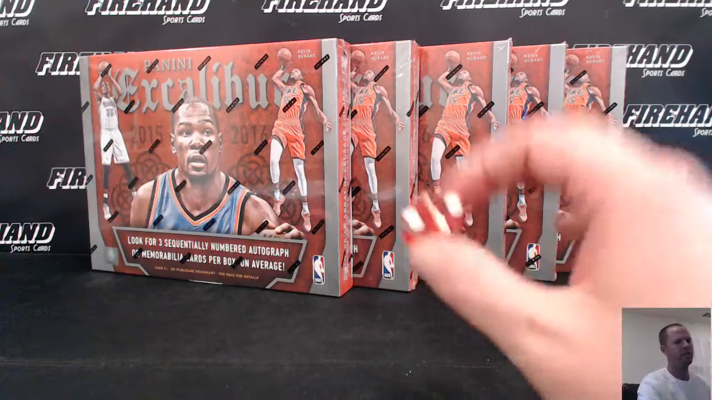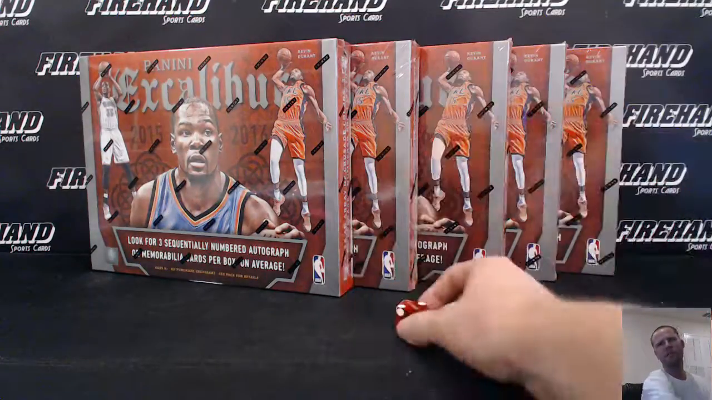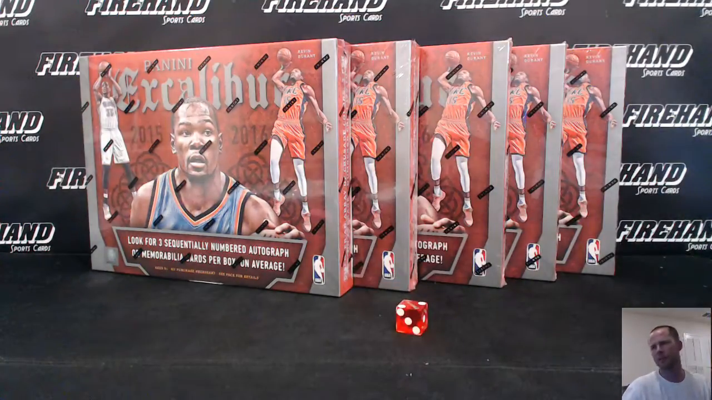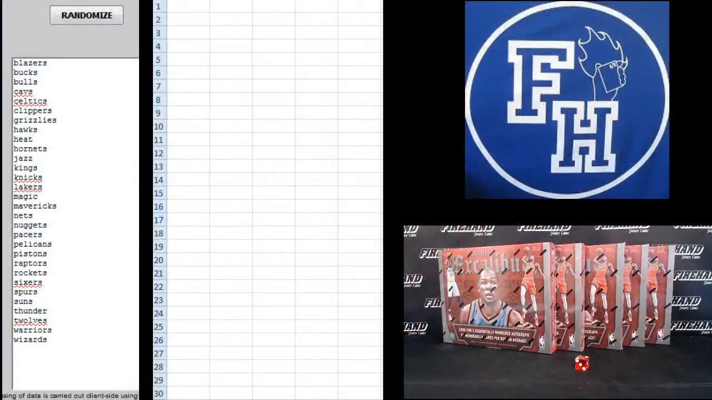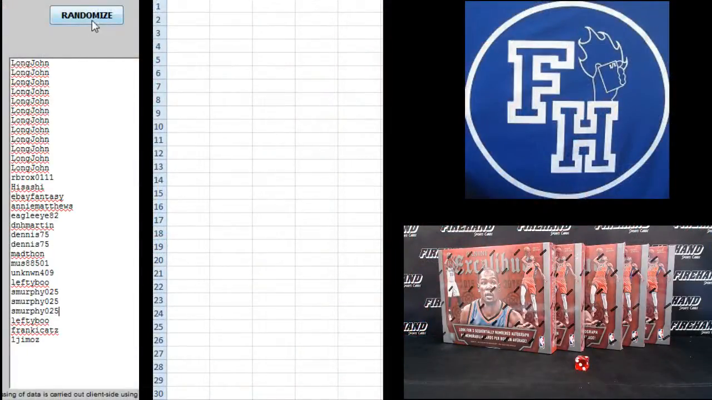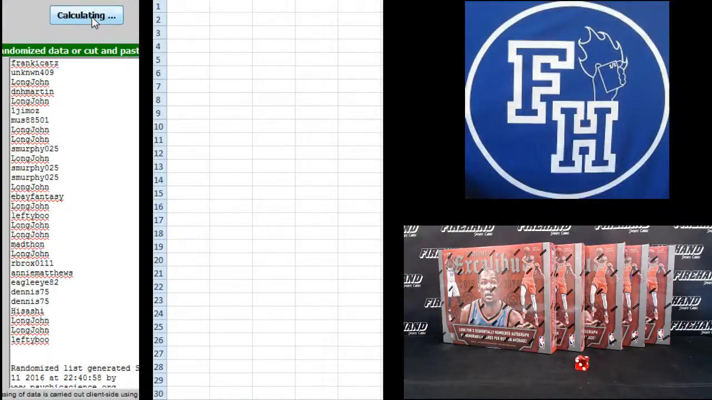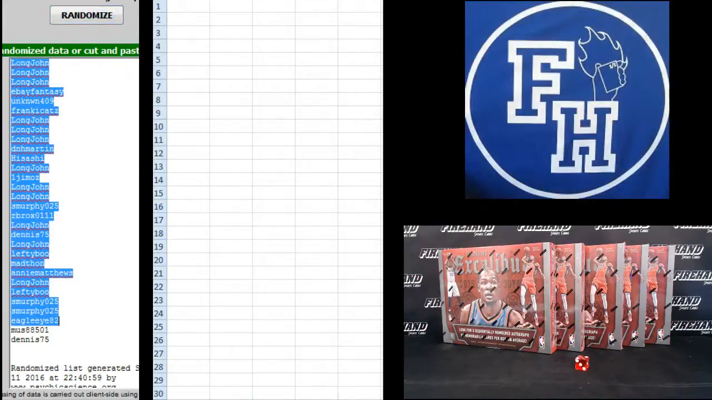After you get your teams, we'll go back and randomize your names three times to see who gets an Immaculate. Two times for teams. Long John, a bunch on the top. One Jimma's on the bottom. One, two, Long John top. Dennis 75 on the bottom.